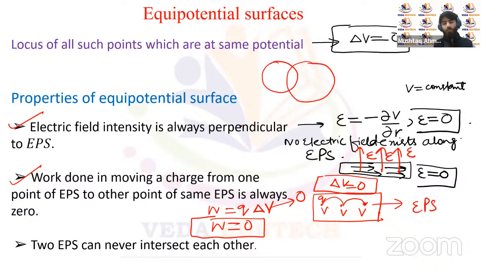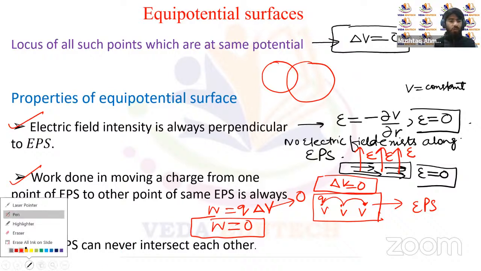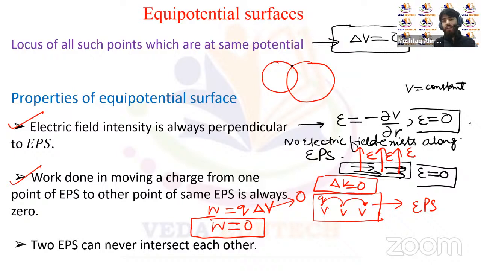If these are two different equipotential surfaces and they intersect here, it means that we have two different potentials. This equipotential surface will have a different potential, and this equipotential surface will have a different potential. Now, if they intersect, it means that at the point of intersection, the potential will be the same for two different equipotential surfaces. But we know that for two different equipotential surfaces, the potential cannot be the same. It will be different. So that's the reason we say that two equipotential surfaces can never intersect each other. So it is not possible for any two equipotential surfaces to intersect each other, right?